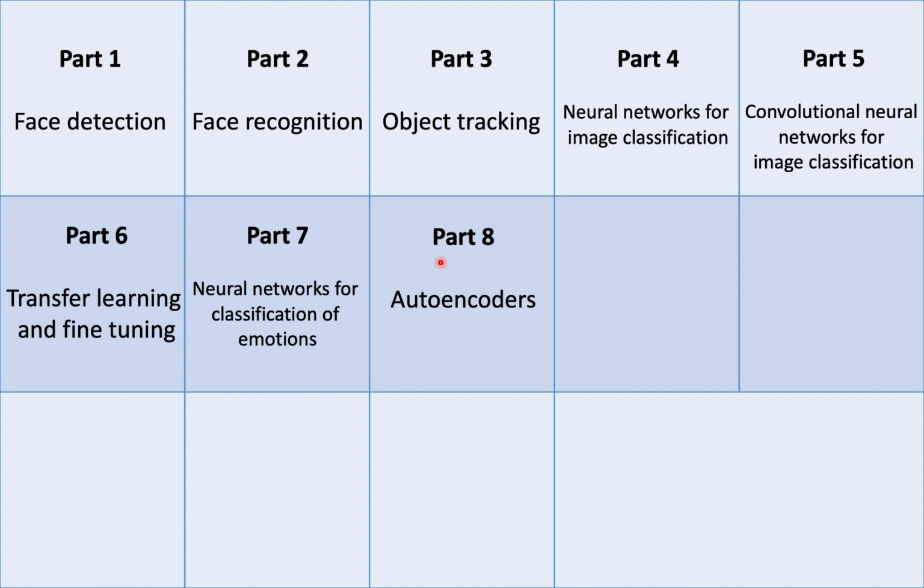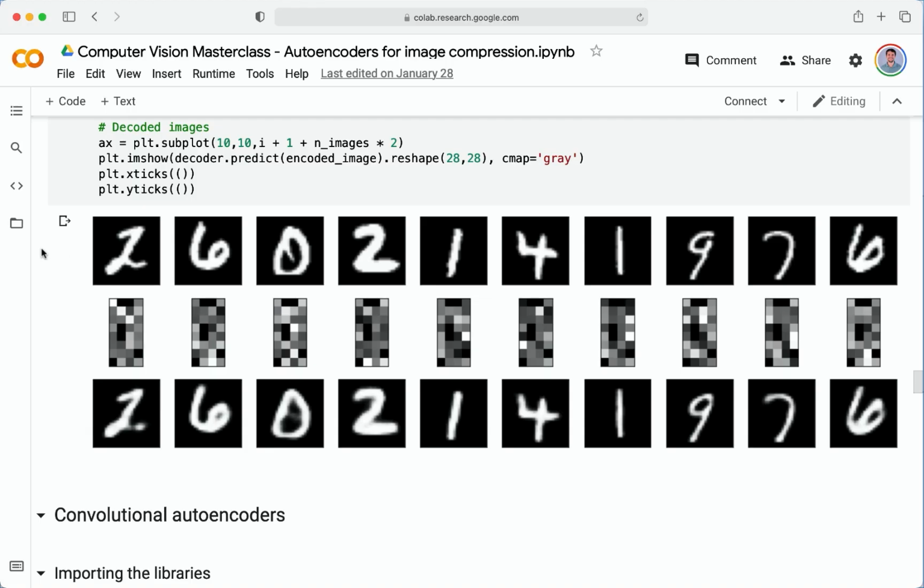In part number 8, you will learn another architecture of neural network, which is called autoencoders, and we will use them in a case study for image compression. You can see in the first row of this image, the original ones. Then we compress the images, reducing the size of each one of them, and based on these compressed images, we can reconstruct the images again.